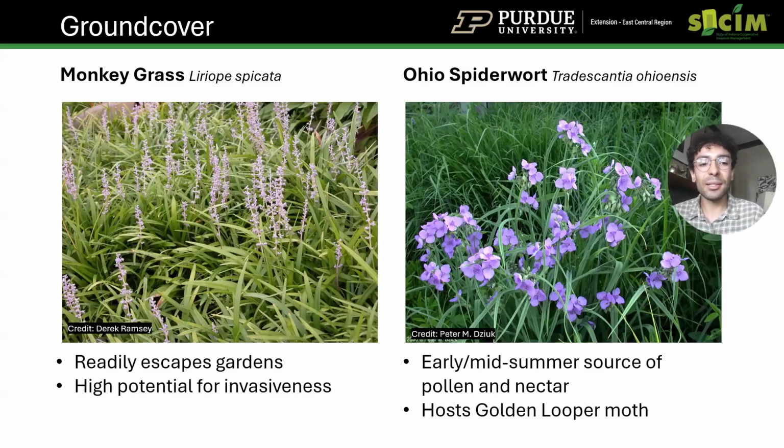And when they're blooming, it's a really important period of time in early summer or midsummer where you have a lot of butterflies, moths, a lot of pollinators out and about, and so it really provides kind of a magnet to them. And notably, it is a host for the golden looper moth. There's a number of different moth species that it's a larval host for.